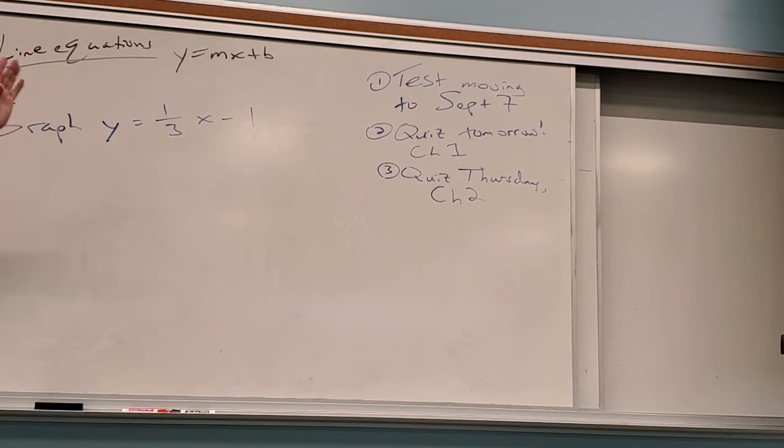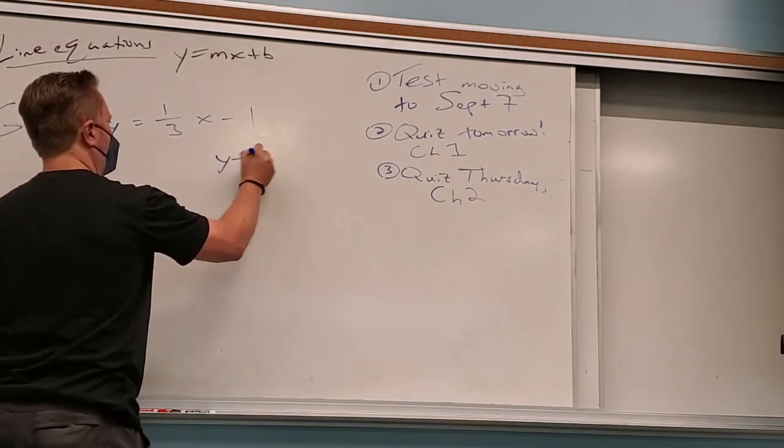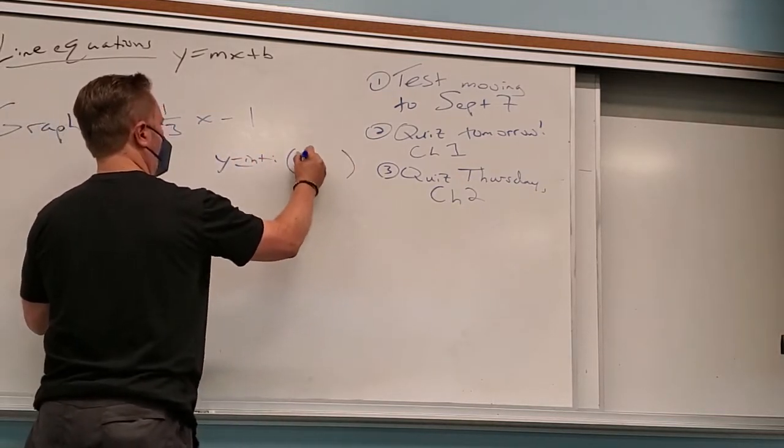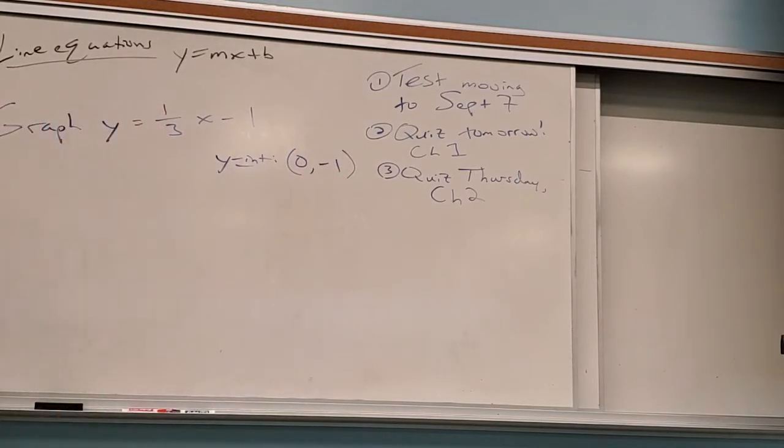Can anyone tell me anything about this line? Anything? The y-intercept will be -1. All right. In fact, let me be a little more specific. Y-intercept will be 0. I love it. Kick ass.